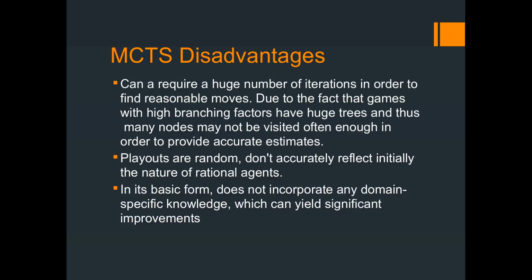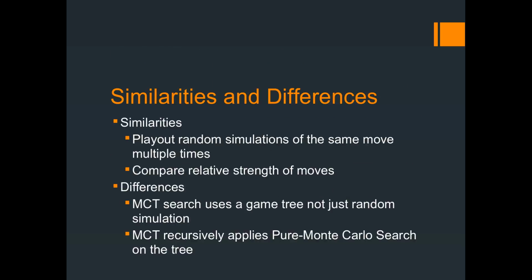Another disadvantage is that playouts are random, and initially don't accurately reflect the nature of rational agents, and in its basic form it does not incorporate any domain-specific knowledge, which can yield significant improvements in certain games. So, similarities and differences between the two algorithms.